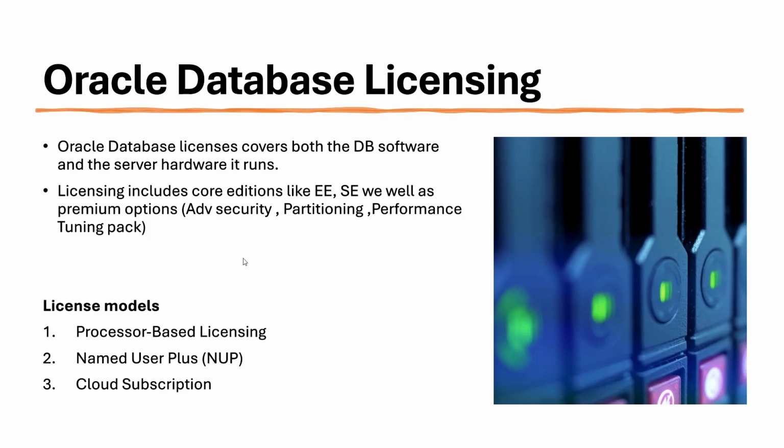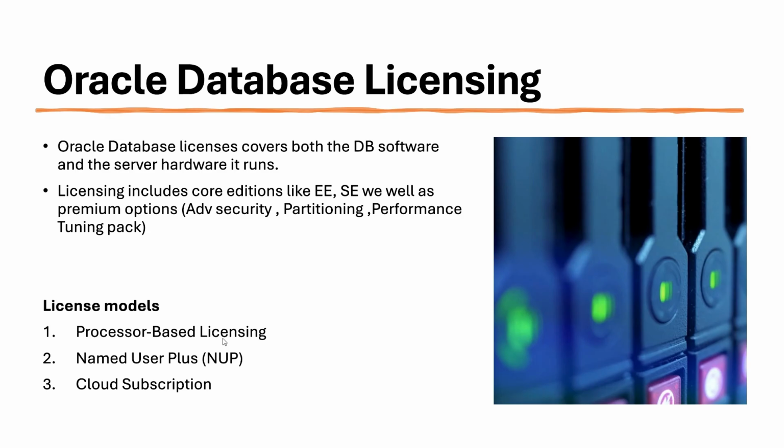Okay, so we'll talk about the license models. We have three license models. One is processor based licensing. The second one is named user plus licensing, and third one is cloud subscription. Okay, so we'll talk about each one individually. Okay, so what is process based licensing? First we will talk about that.